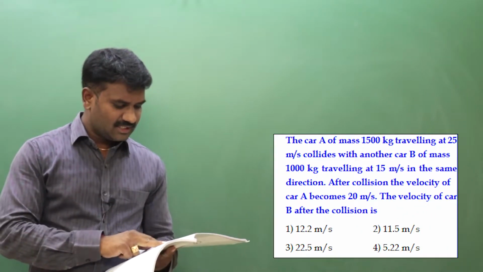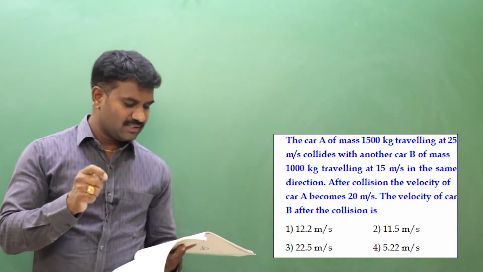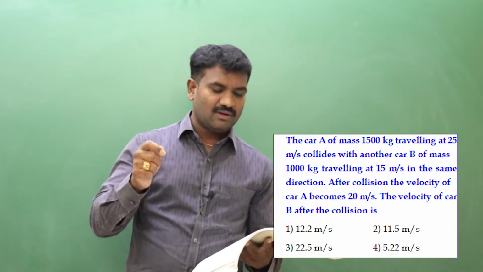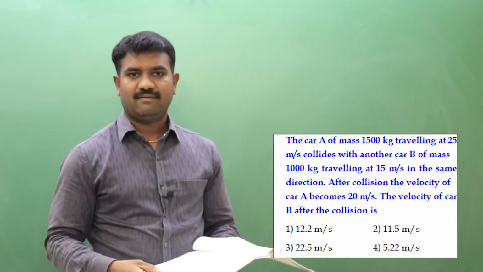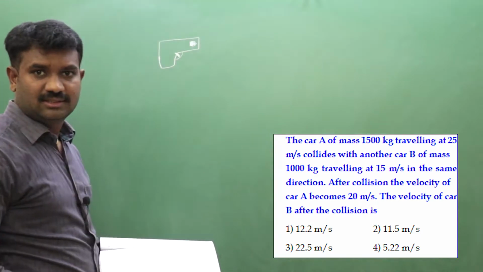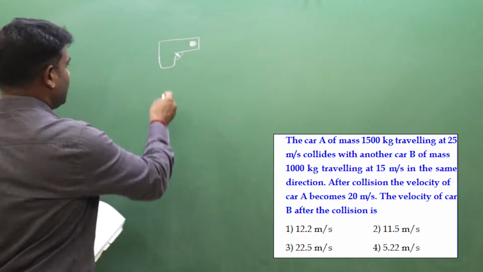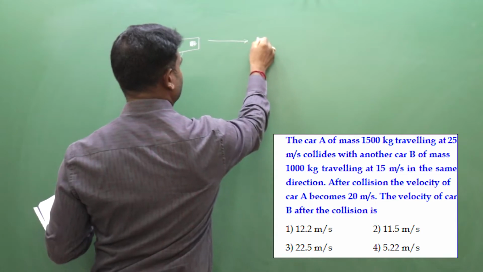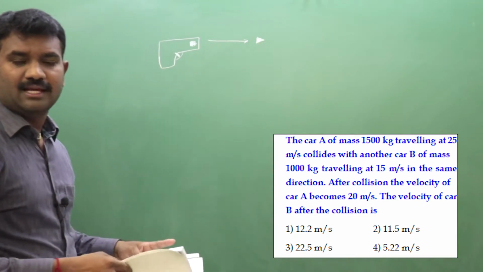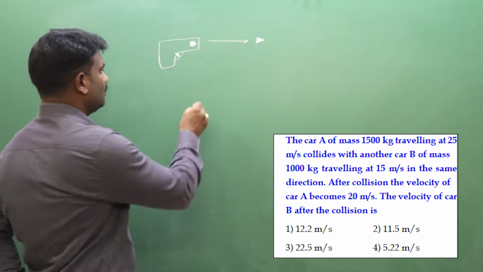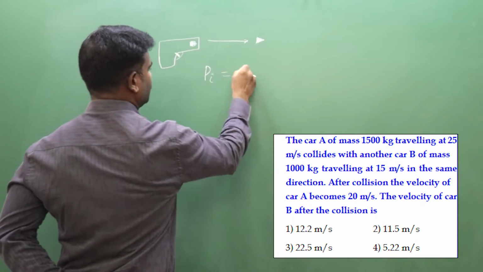A bullet of mass 100 grams is fired with a gun of mass 20 kg with a velocity of 100 meters per second. Then the velocity of recoil of the gun is. Very simple problem. Gun and the bullet are a single system. When the trigger is pressed, the bullet comes out of the gun. So this is the impact. Initially, the bullet and gun both are at rest. So the initial momentum was 0.